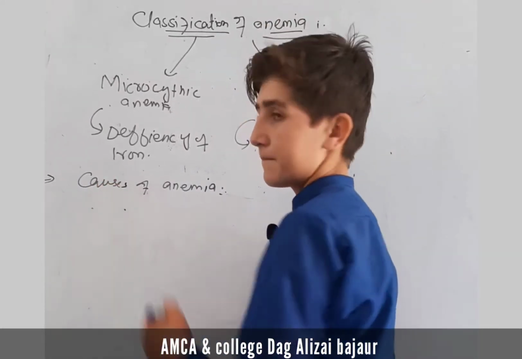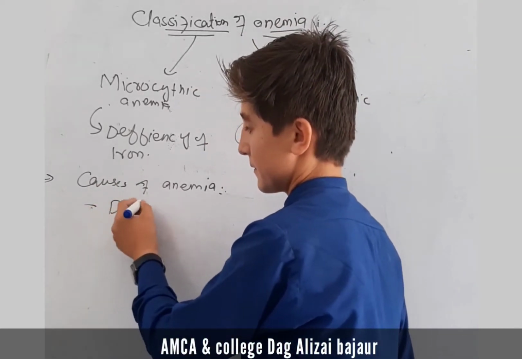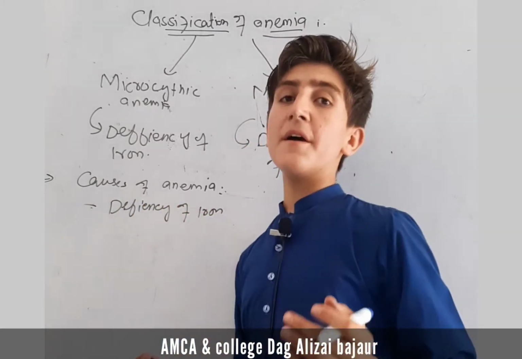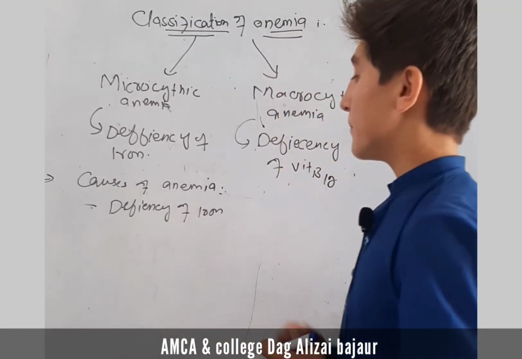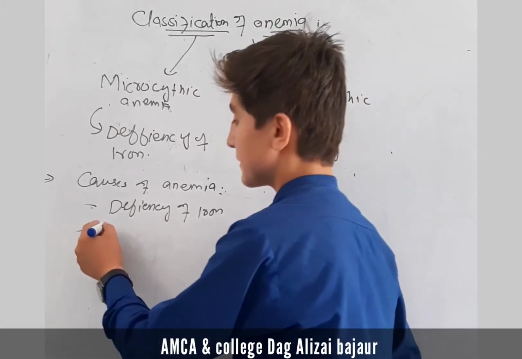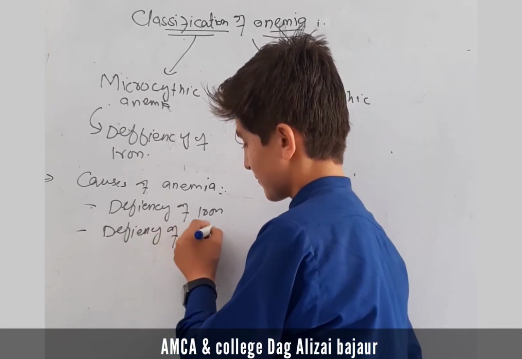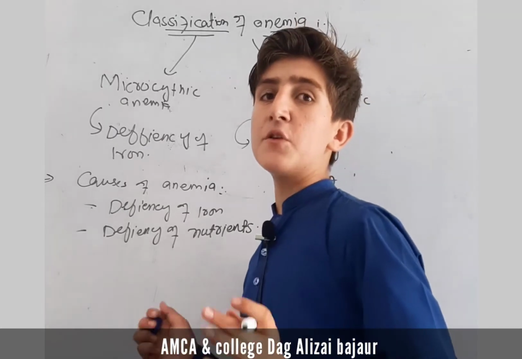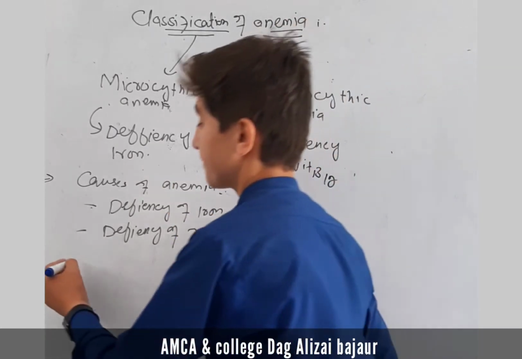Causes of anemia. The first cause of anemia is deficiency of iron. When deficiency of iron comes, then the anemia becomes or performs. Now, another cause of anemia is deficiency of nutrients. When deficiency of nutrients comes, then the anemia performs or comes.